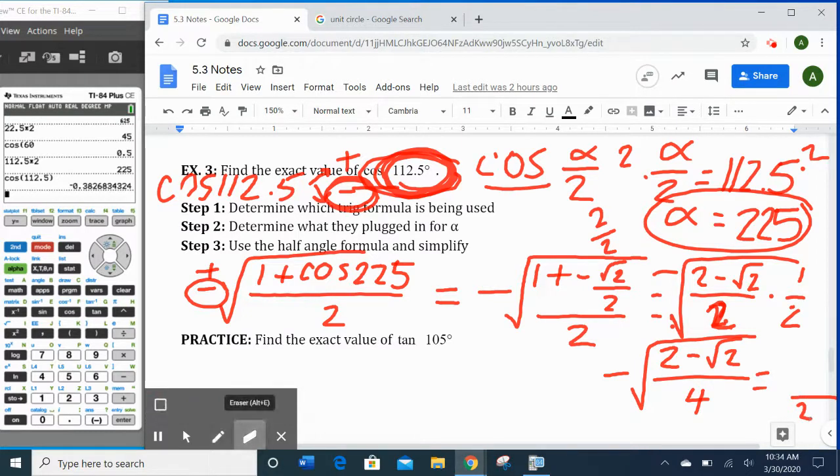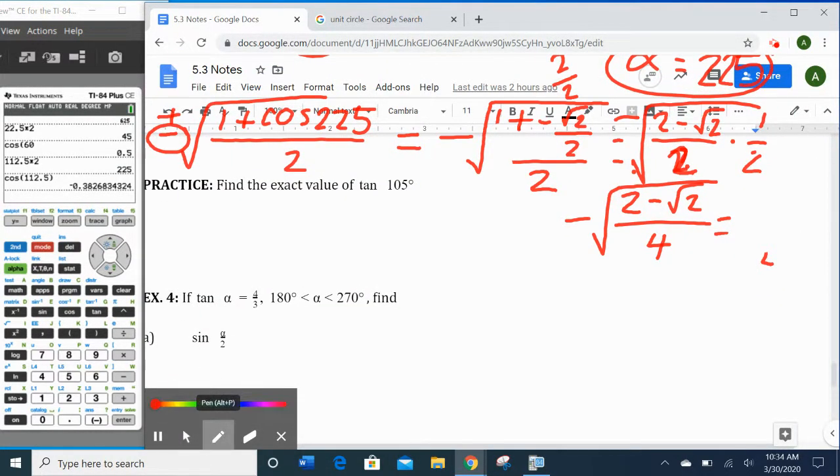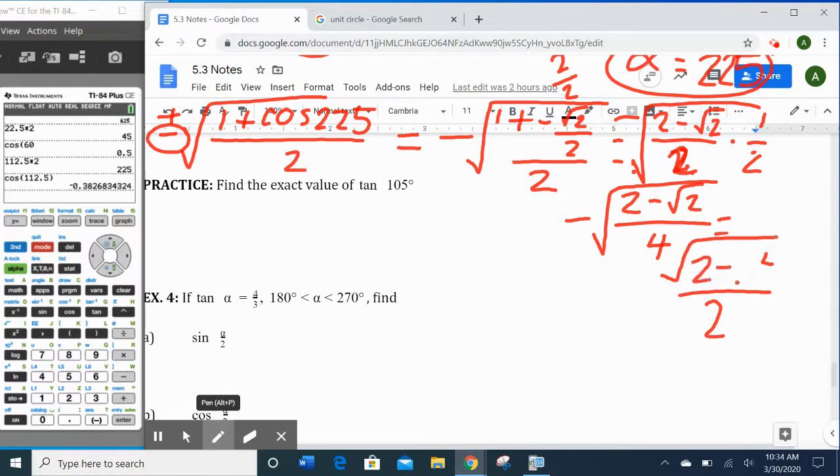Let's see, I'll write it where I get a little more room. So the square root of 4 is 2. And the square root of the numerator just stays the square root of the numerator, 2 minus root 2, and it's negative. So what you'll type in is that whole thing there. Negative root of 2 minus root 2, all over 2. That whole thing is what you're typing into your answer.